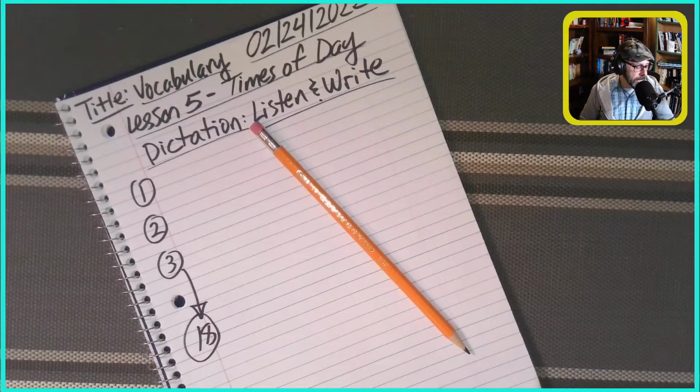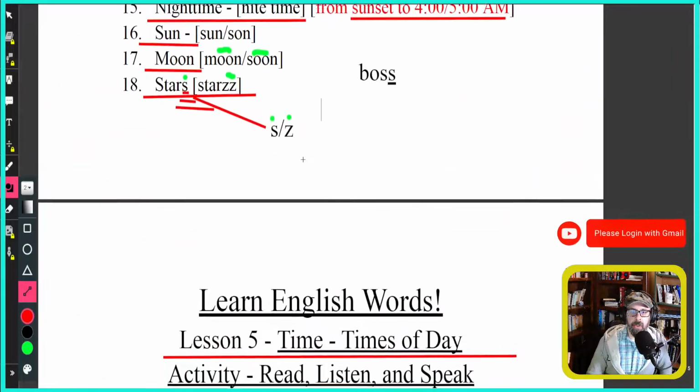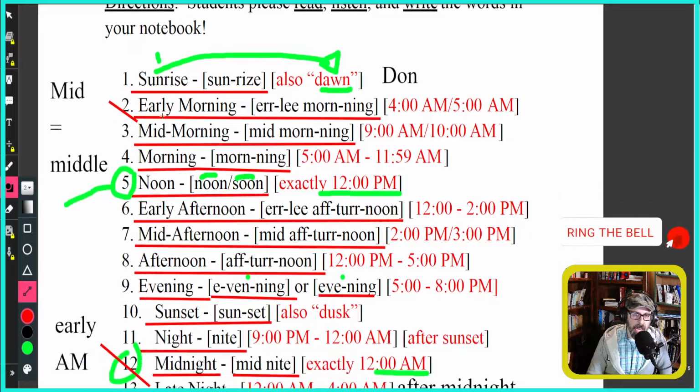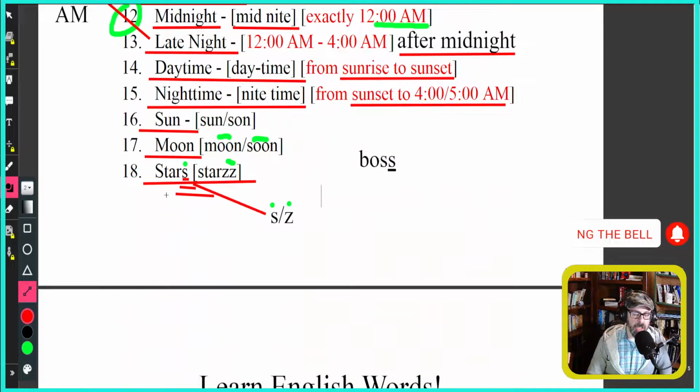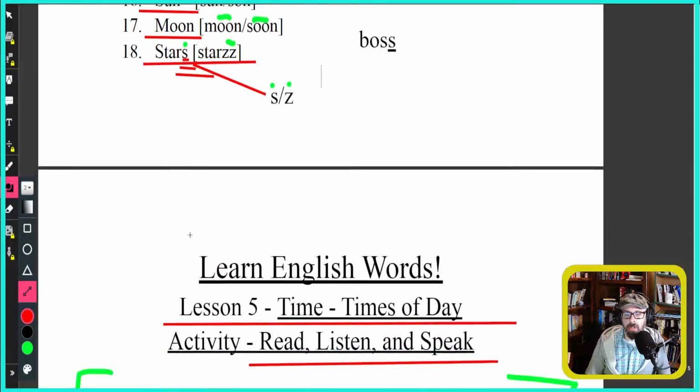Now, remember that normally when we do dictation, normally I will mix the vocabulary. So the vocabulary will not necessarily be in the order that we had it when we were looking at the vocabulary on the word list. On the word list, number 1 is sunrise and number 18 is stars. That will not be how normally dictation is. Sometimes I'll do dictation in order, but most of the time I will mix the dictation together, okay?